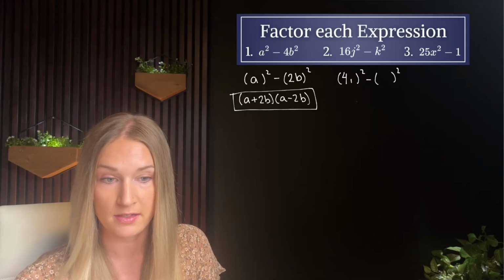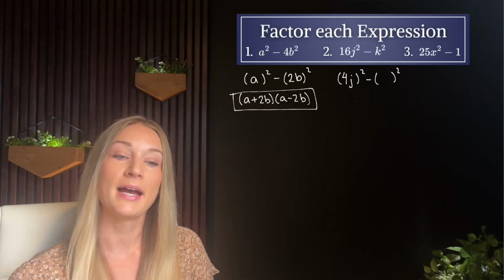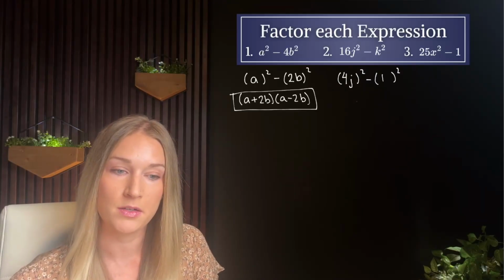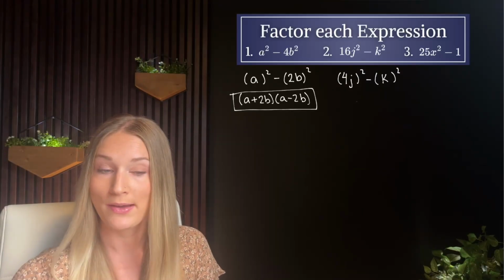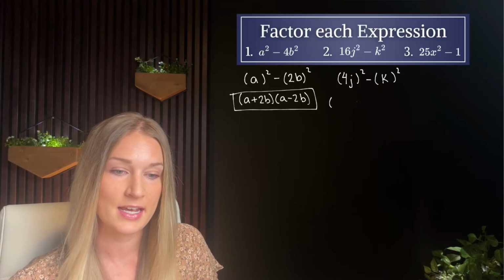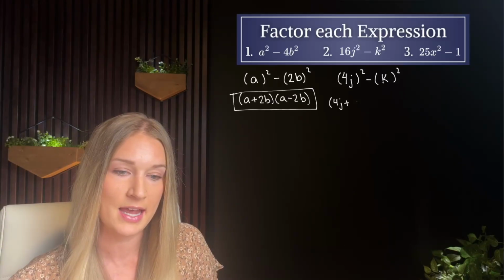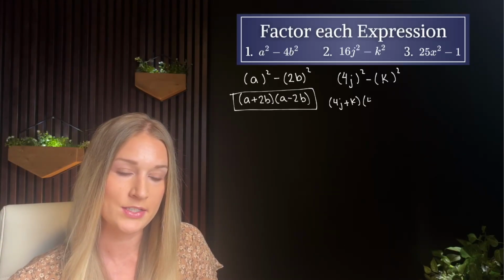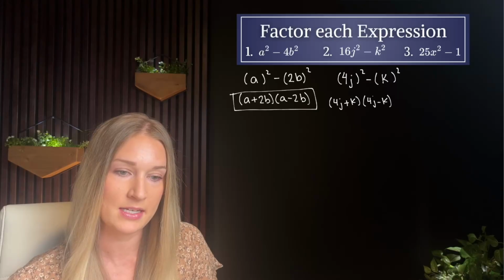Number 2, I'm going to rewrite my 16 as 4 to the power of 2, and j squared will just have a base of j. My k squared is already a power of 2, so that's just k squared. So now I can see my bases, 4j and k, so I take those bases, I add them to get my first factor, and I subtract them to get my second factor.